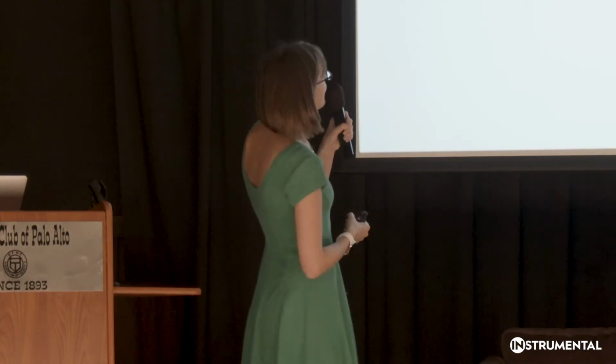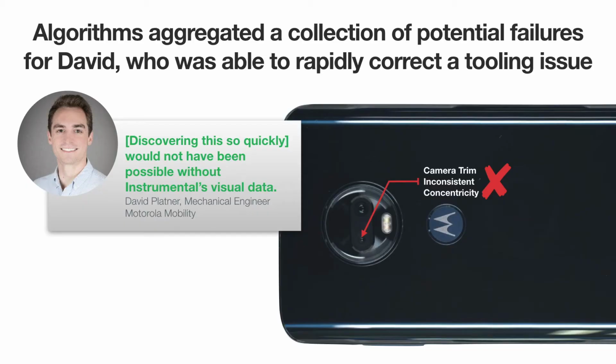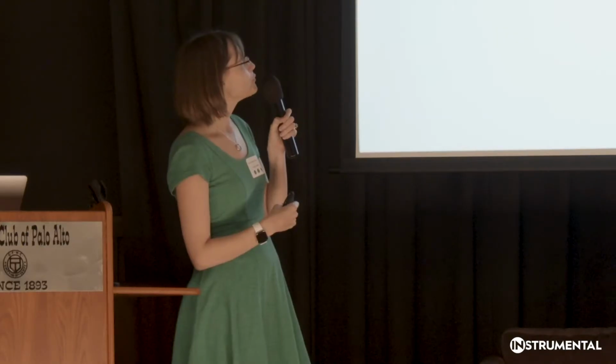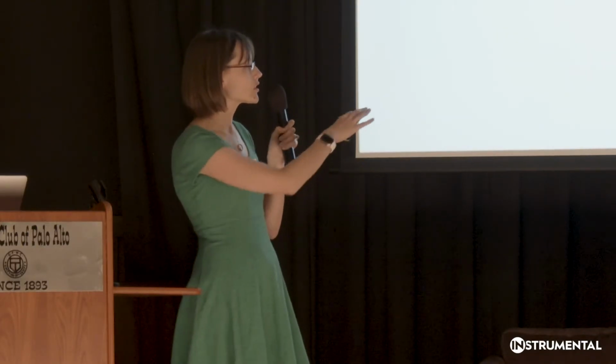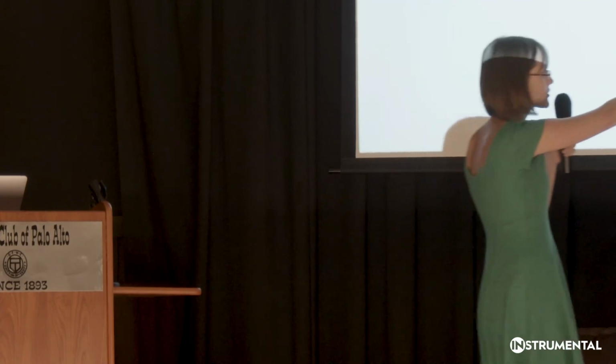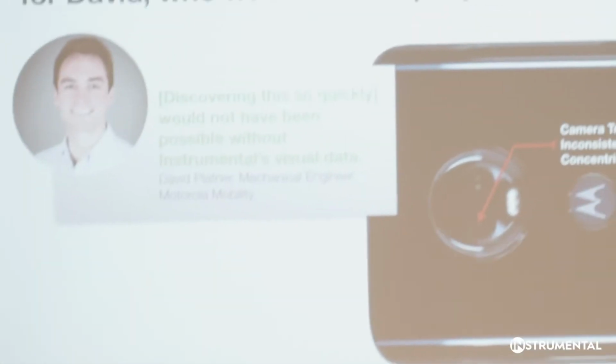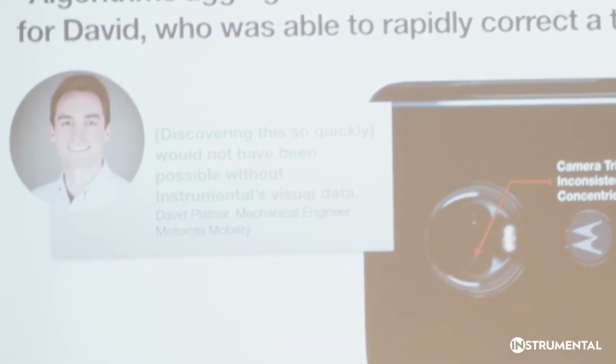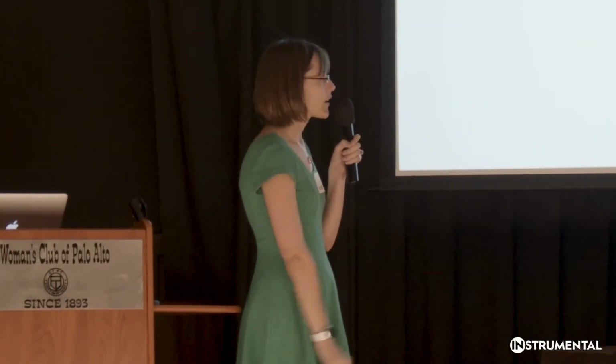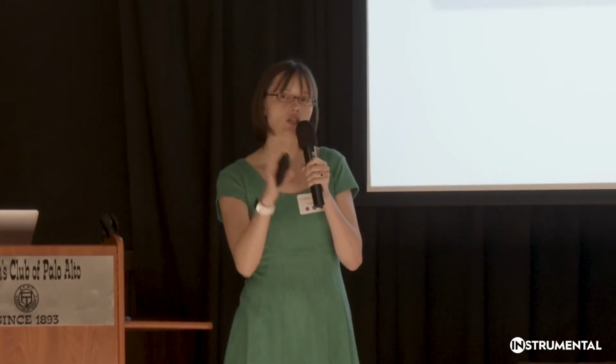Another kind of quick example. So we worked with David, who's a camera engineer, one of our power users. We invited him to be here today, but he couldn't make it. Essentially, he's looking at all the different things happening to the cameras on the phone. And one of the things he discovered with the algorithms, essentially the intelligent transformation of this data, is that while the camera's not moving, the trim is moving a lot. And so the cameras look, the concentricity is not good.